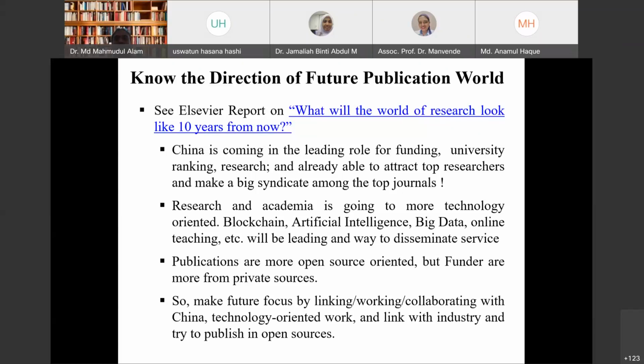And China is taking the leading role in all the funding, university ranking, research, and is already able to attract top researchers and make a big syndicate among the top journals. If you go to all the top, high impact factor journals, even in our discipline, there must be a few Chinese editors. And these editors come through payment. Journals engage the editors through payments, and this payment is official, it's by the government, it's not individual. The government assigns them. So whenever people engage in the journal editorial board, you have lots of things. And there are many journals, they actually buy it.